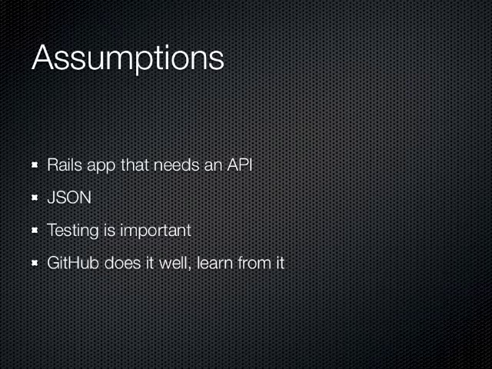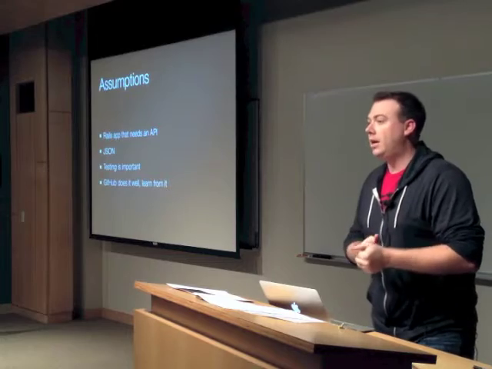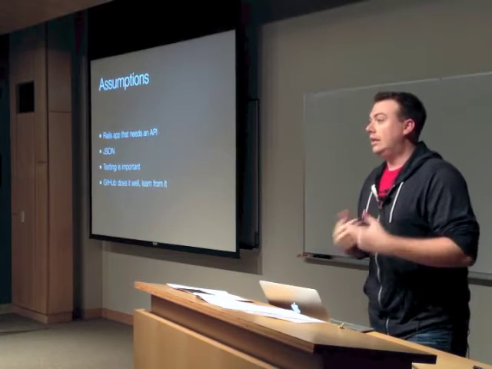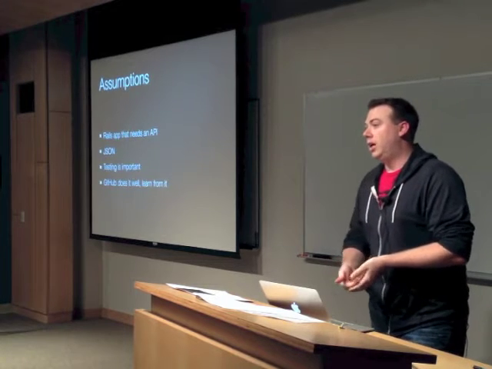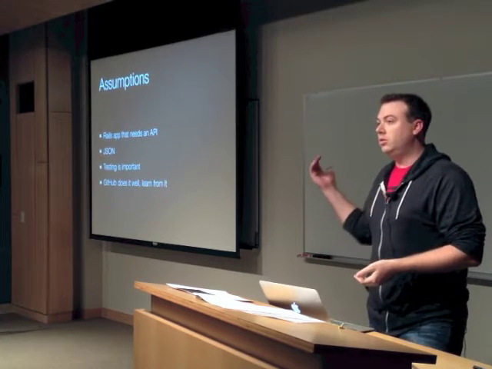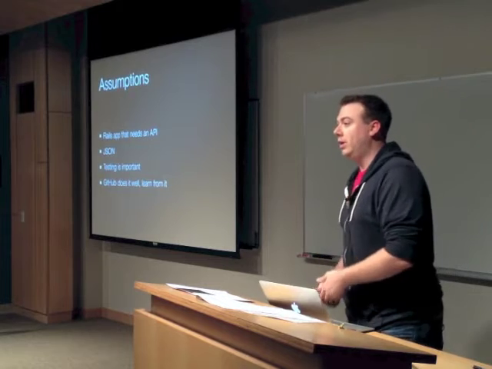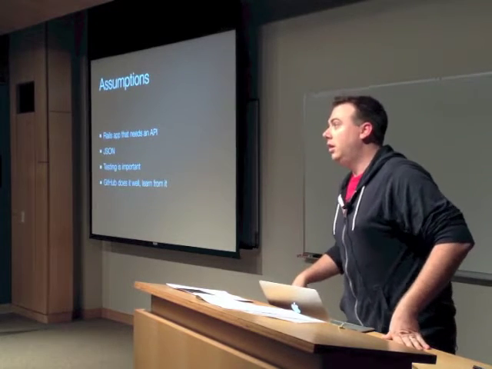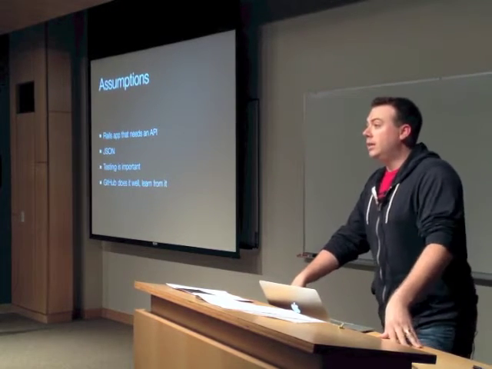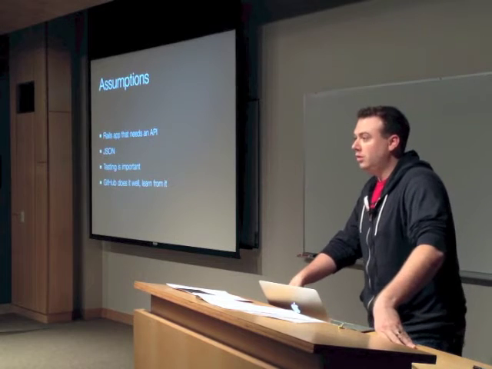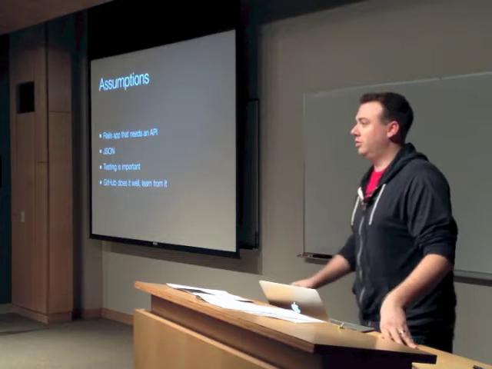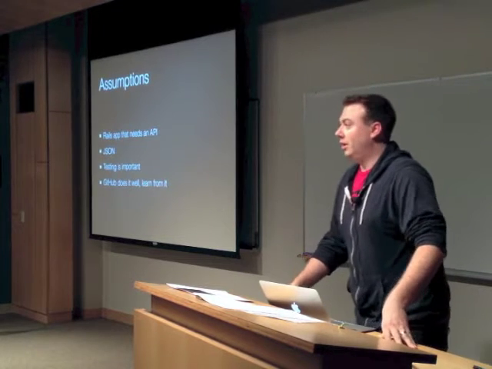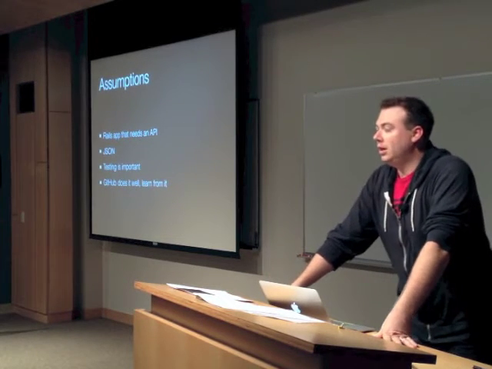So a couple assumptions I'm making is that you have or are building a Rails app, and it needs to add an API. We're going to build a JSON API. XML is totally doable. If you have to build a SOAP API, I got nothing for you. It assumes that testing is very important. I'm going to put a bunch of code on the screen that tests what we're doing. I'm actually going to run them, or you'll take my word for it.